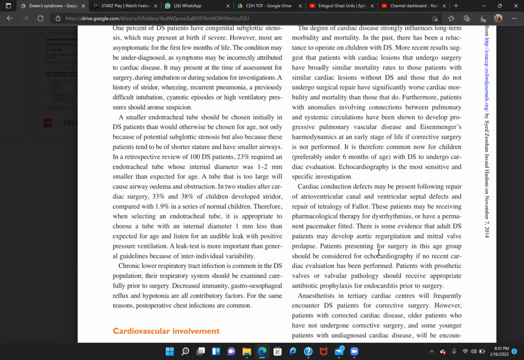And whenever there is a congenital heart disease, the problem is to maintain a balance between pulmonary vascular resistance and systemic vascular resistance. If systemic vascular resistance is decreased and pulmonary vascular resistance is increased, there will be shunting from the right side of the heart to the left side. That is a problem for the anesthetist.